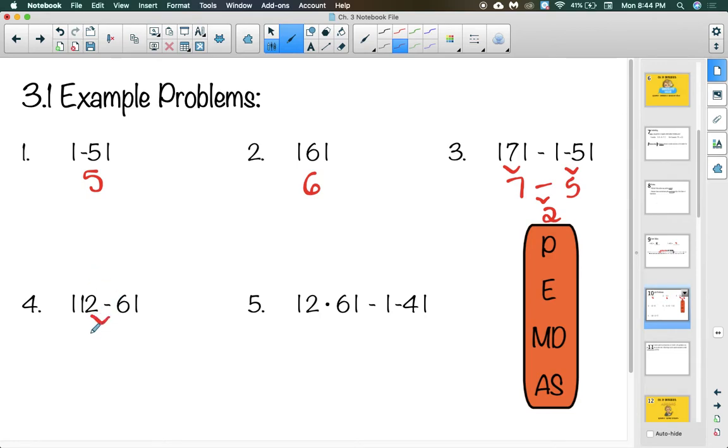First we solve the problem, but our bars stay there. 12 minus 6 is 6. Now we can do the absolute value in the next step. The absolute value of 6 is positive 6.